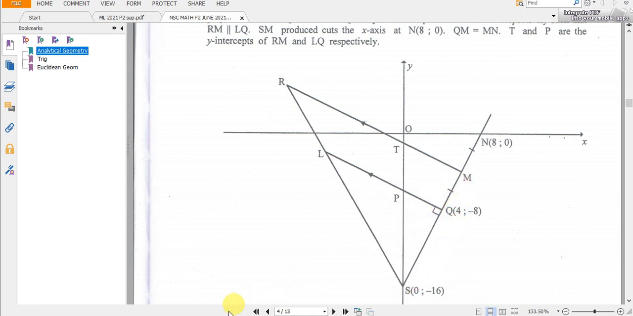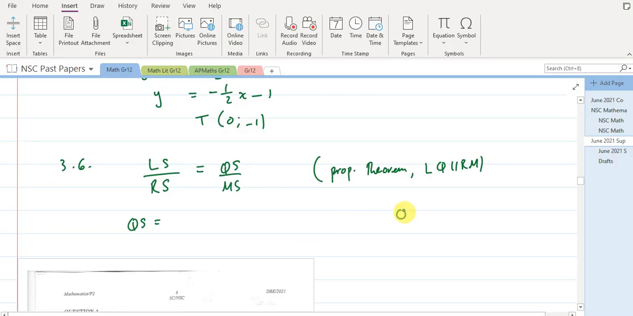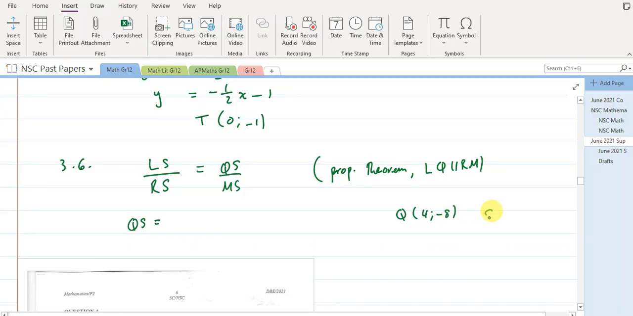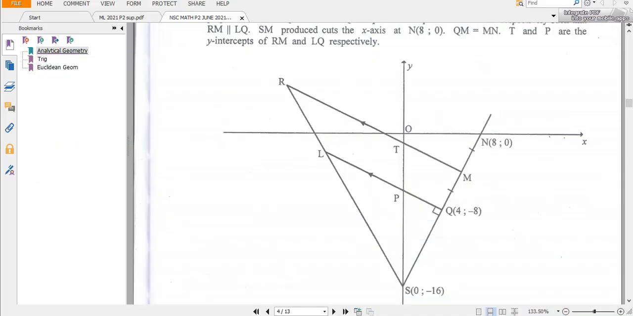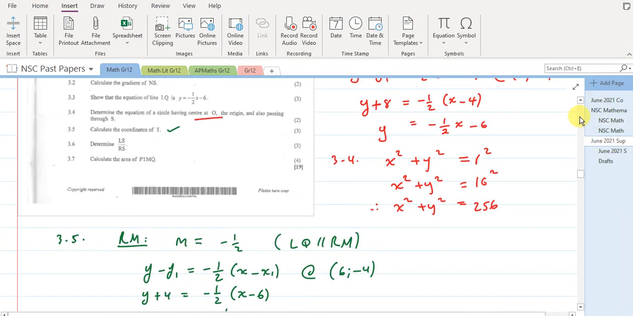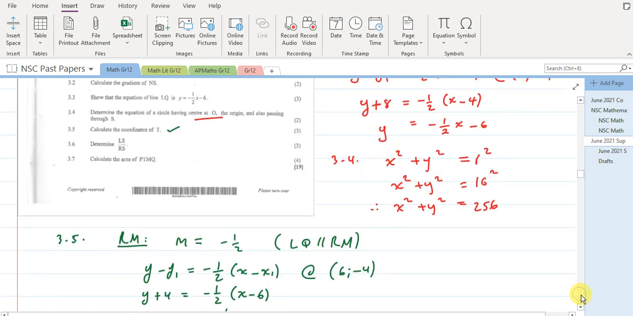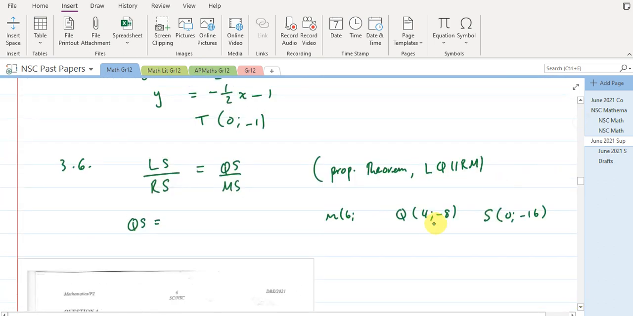M, S, and Q. Yeah, so Q is 4, minus 8. Right? And then S is 0, minus 16. And M was 6 and minus 4, and yeah, we did solve for M. So we're looking for QS.